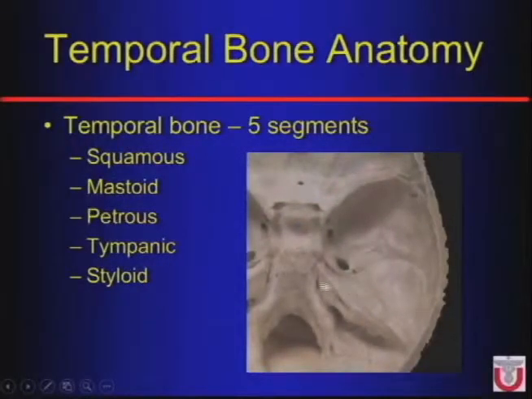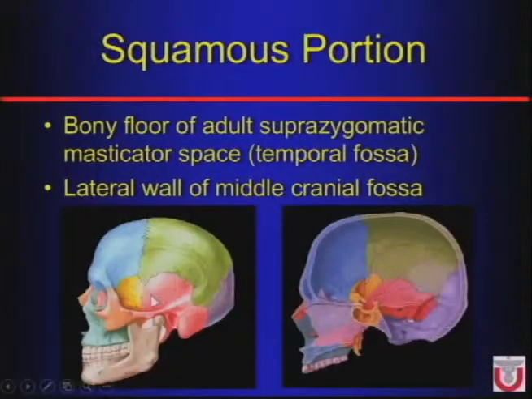So the temporal bone has 5 different important segments, and we'll go through each of these and look at their important anatomy and what's at each location. So first we have the squamous portion.